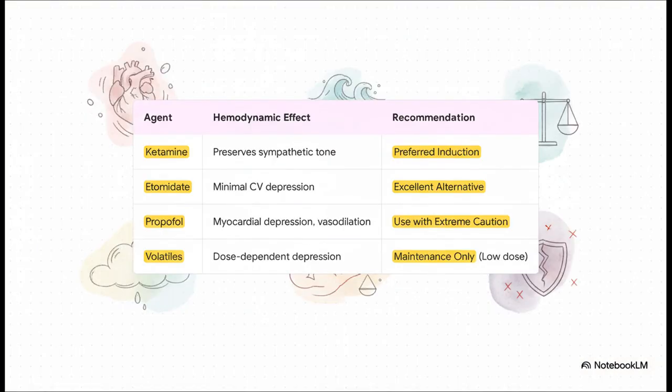Our choice of drugs here is absolutely critical. The wrong one can be lethal. Ketamine is often the best choice for induction because it preserves that vital sympathetic drive. Etomidate is also an excellent hemodynamically stable option. Now, look at propofol. With its 1-2 punch of myocardial depression and vasodilation, it can be the final straw that causes a complete cardiovascular collapse. It should be used with extreme caution, if at all. For maintenance, a little bit of volatile and a good dose of opioid is usually the way to go. Anything to avoid dropping that SVR.